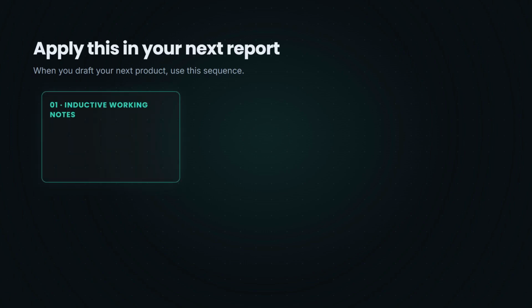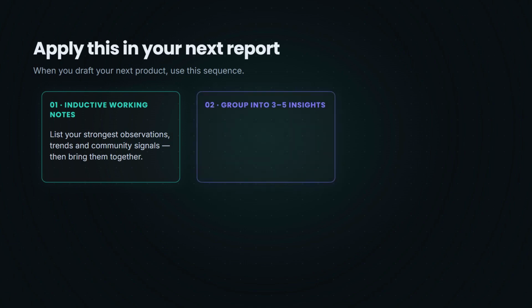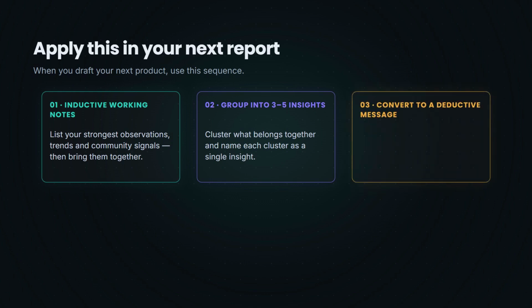Step 1, inductive working notes. List the strongest observations, trends, and community signals, and bring that together. Step 2, group into 3 to 5 insights. Cluster what belongs together and name each cluster as one insight. Step 3, convert each insight into a deductive message. Start with what we must do, then add the proof.